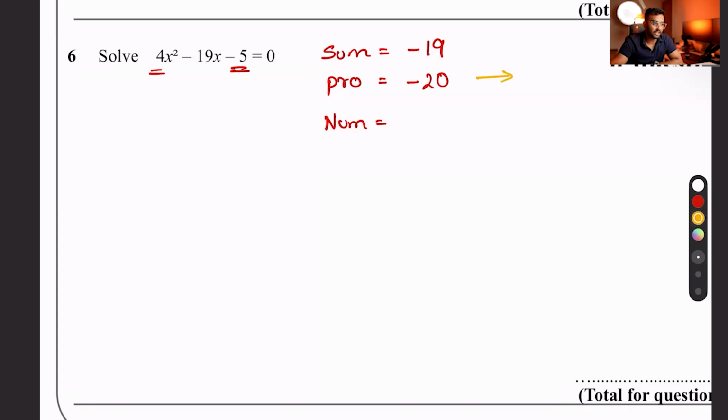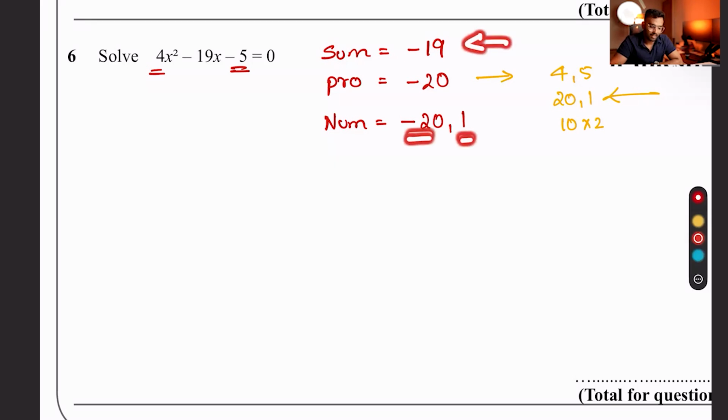What are the factors of 20, guys? 4 and 5, 20 and 1, and 10 times 2. Which pair would get you 19 somehow? This one, 20 and 1. Now, you guys need to come up with the sign for it. So that would be minus 20 and positive 1. When you add minus 20 and a positive 1, you get minus 19. And of course, when you multiply minus 20 and 1, you will get minus 20.